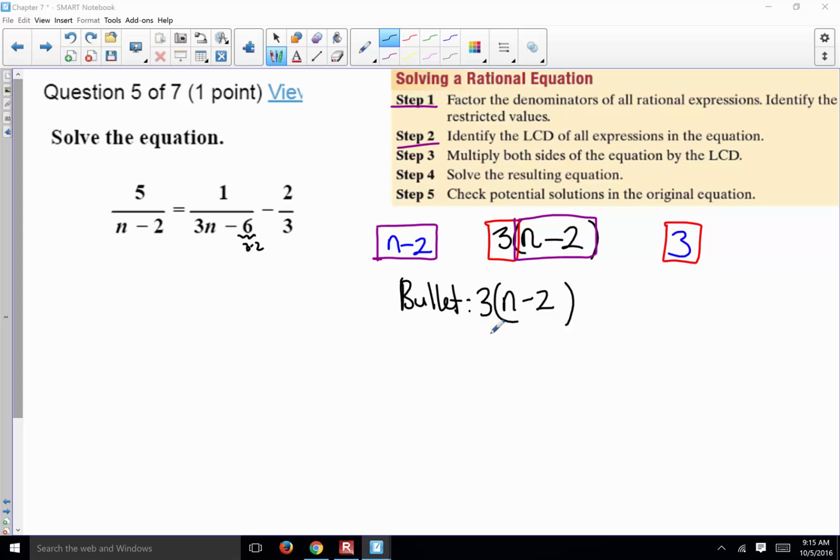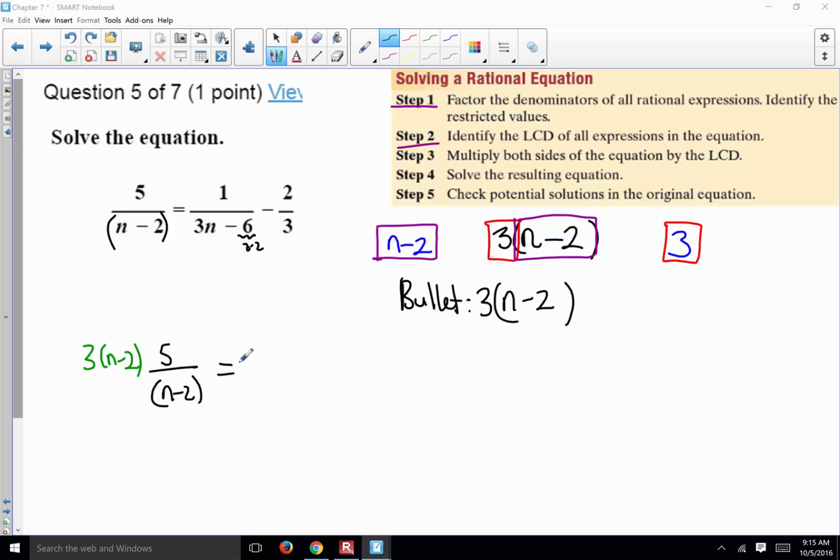What do we do? We shoot each and every fraction with this. So technically I put 3 times n minus 2 in front of the first one. I like keeping these in parentheses, okay? For better matching procedure, okay?